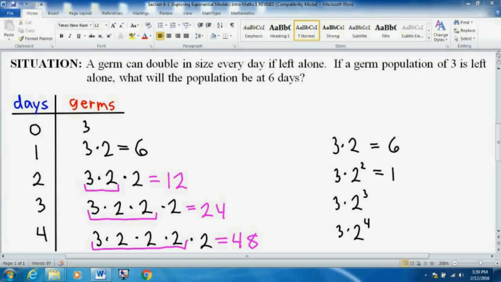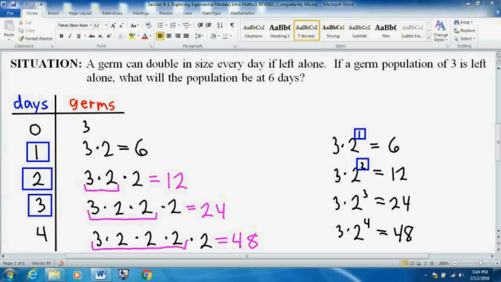That is to say, the exponents in this expression are also related to the number of days in our table. Let us look now at how the exponents and the number of days are related. Day 1 is the same number that would show up where we have 2 to the first power. Day 2 is the same number that will show up in our exponent as 2 squared. Day 3 as 2 to the third power, and day 4 would show up as 2 to the fourth power.